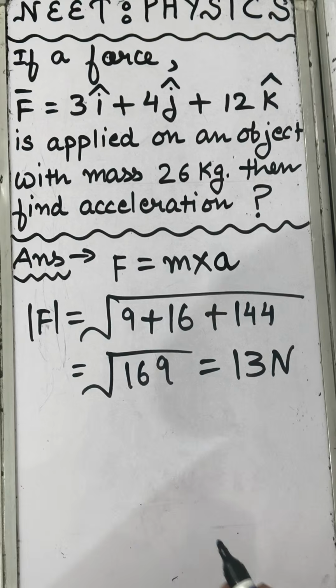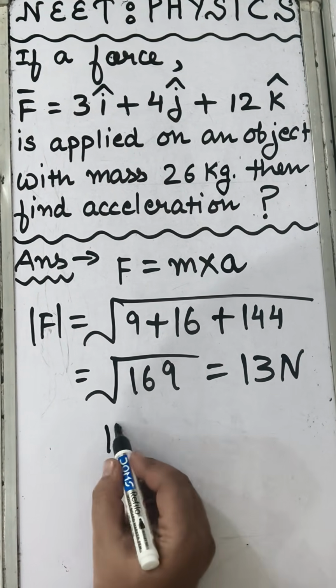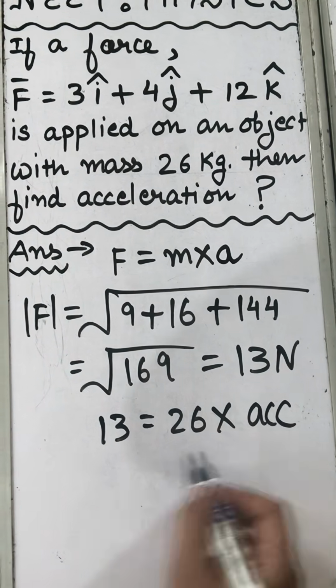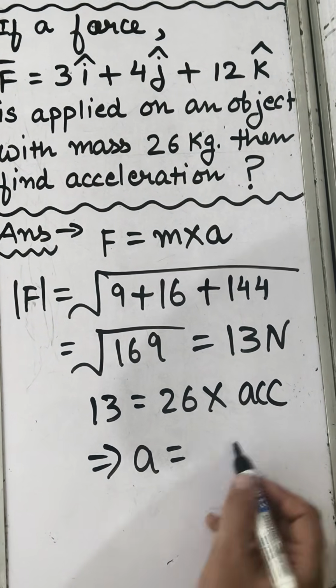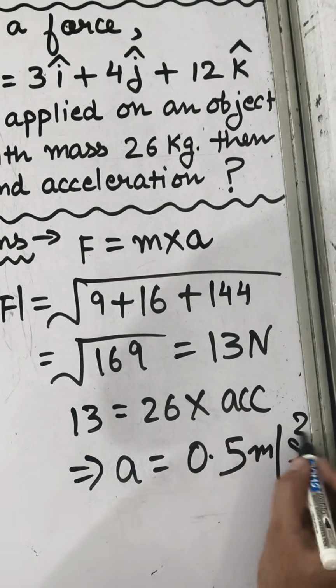Right, students? Now the force is there like this. Apply the formula: force is equal to mass into acceleration. 13 is equal to 26 into acceleration. So the final answer comes out to be 0.5 meter per second square.